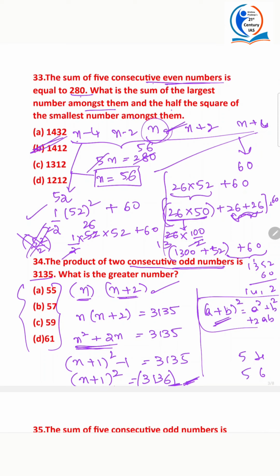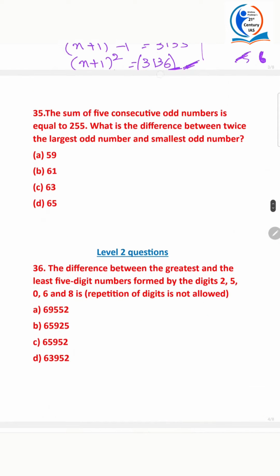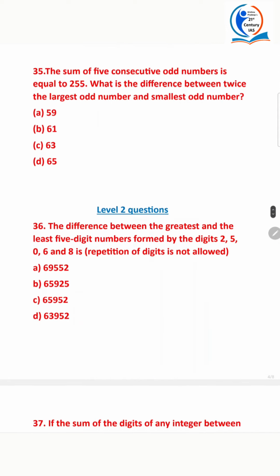Okay. Here you would get square root of 3136 is 56. Just try these two numbers and this fits correct, right? So, n plus 1 is equal to 56. Now, what are they asking? Greater number. So, 56 plus 1 is the answer. B. Alright. Next. The sum of 5 consecutive odd numbers is equal to 255.